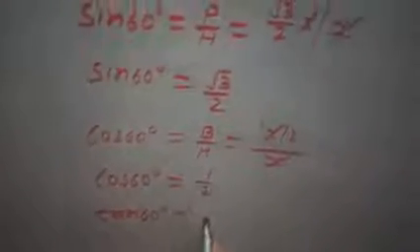Here is 1 if we see. Now similarly tan 60, now tan 60 is equals to perpendicular upon base. Here perpendicular is root 3 by 2 x and base is x by 2. So x cancel and 2 cancel. So tan 60 equals to root 3. So this is the way we can find tan 60, cos 60 and sin 60.